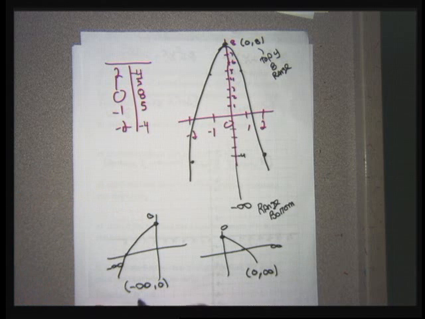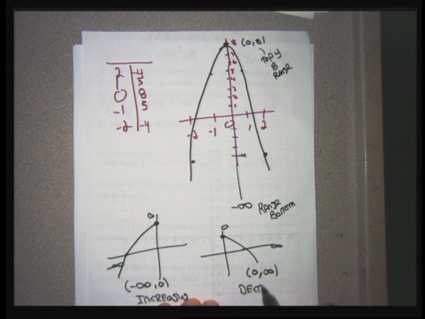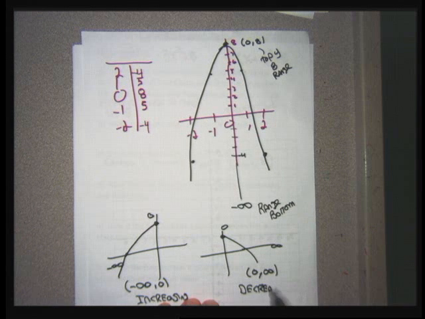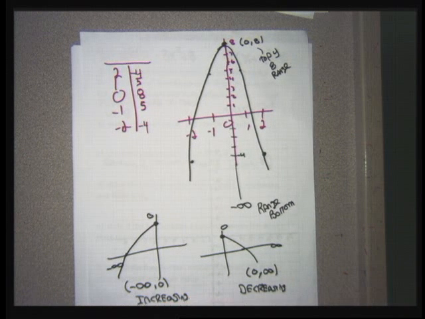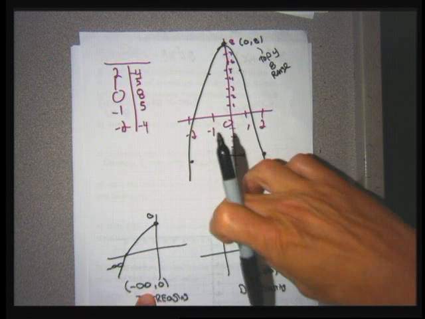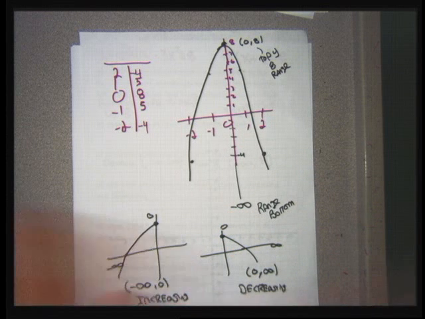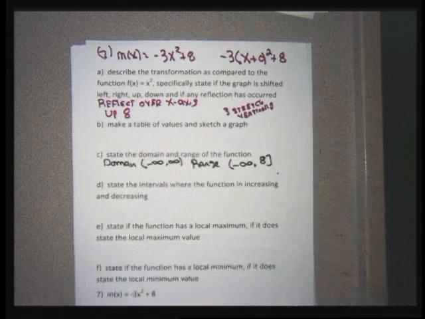This region, as I move from left to right, the graph is going up. So that's the increasing portion of the graph. This region, as I move from left to right, the graph is going down. So that's the decreasing portion of the graph. So when I go to answer the increasing, decreasing question, I'm going to say it's increasing from negative infinity to 0. It's decreasing from 0 to infinity. Always, for the increasing and decreasing on parabolas, I just split the graph over the vertex, and that will help me see the parts that I need to see.